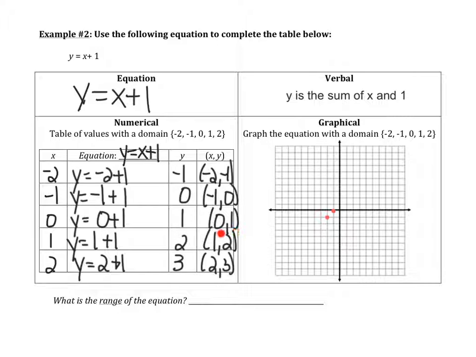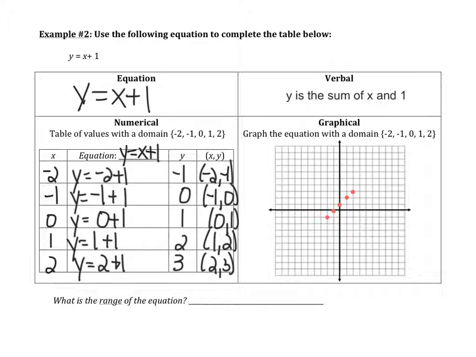Next I have 0, 1, so that means I'm going to stay right where I'm at when I start at the origin since my x value is 0, and then I will just go up 1 on the y-axis. And there I am, 0, 1. Next we have 1, 2, so that means I'm going to go to the right 1 and up 2. So I start in the origin, right 1, up 2. And there's my point. Last one, 2, 3, so I will go to the right 2 and up 3. And there's all 5 of my points.